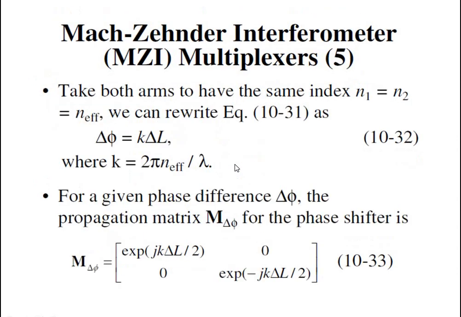So for a given phase difference, that is delta phi, the propagation matrix, that is M delta phi, for the phase shifter. Earlier we wrote the propagation matrix for the coupler. Now after we got the equation of phase difference, we are writing the propagation matrix for the phase shifter. So it is given by this matrix here.